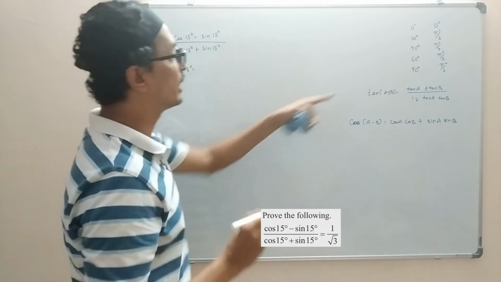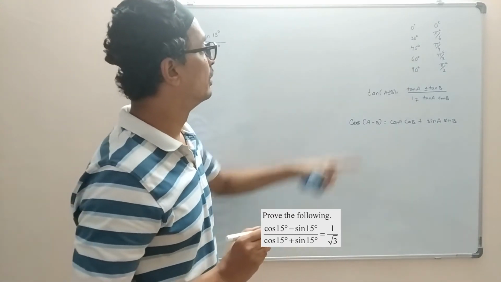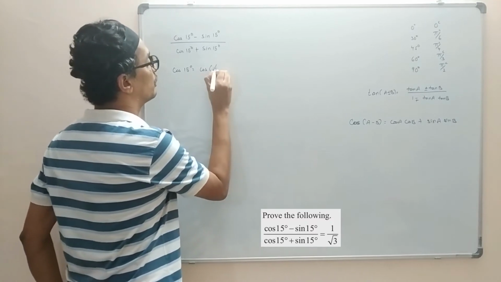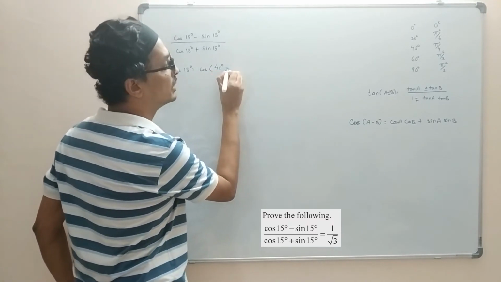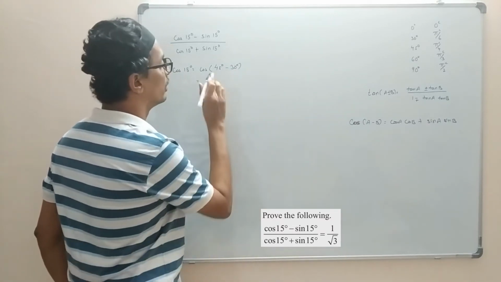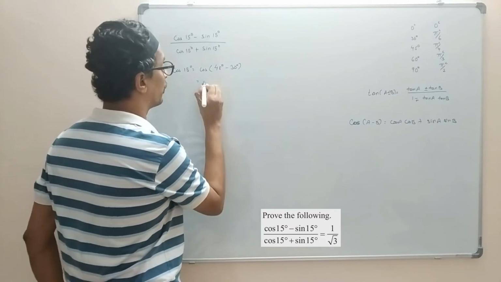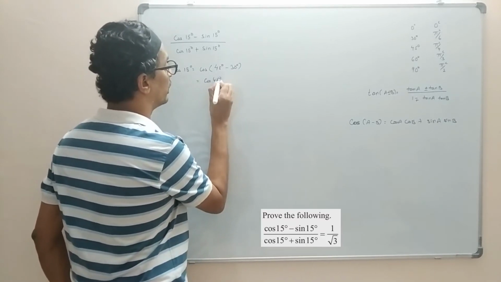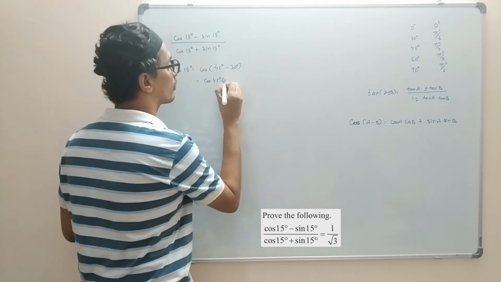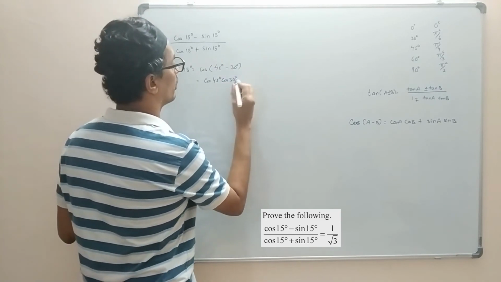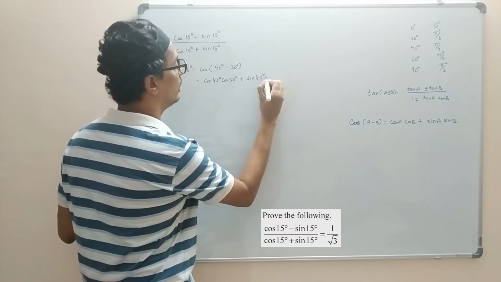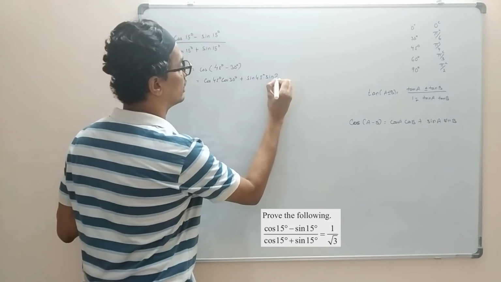Is there any way you can get a combination of 15 degree from here? 45 minus 30. Correct? So this is cos of 45 degree minus 30 degree. So again the cos A minus B formula: cos A cos B minus sin A sin B. So it is cos 45 degree cos 30 degree plus, it is minus, no? So it is plus sin 45 degree sin 30 degree.